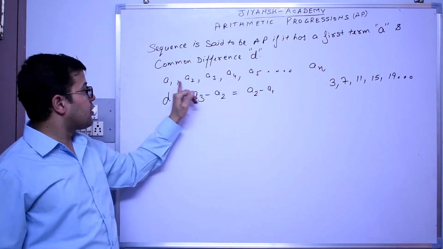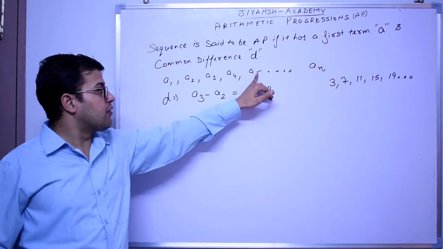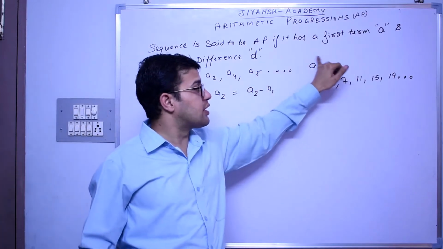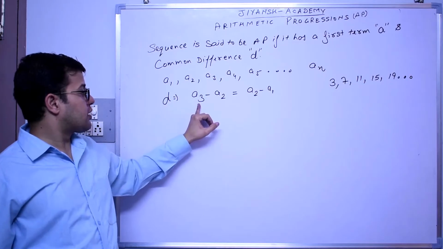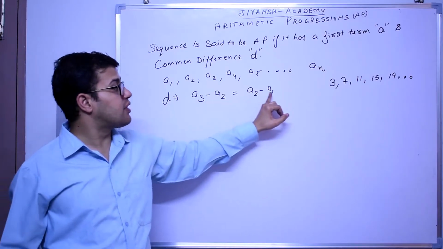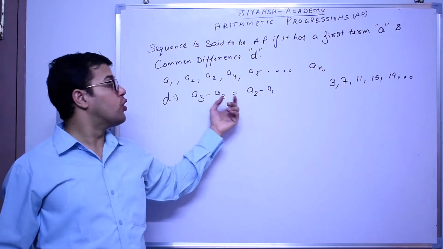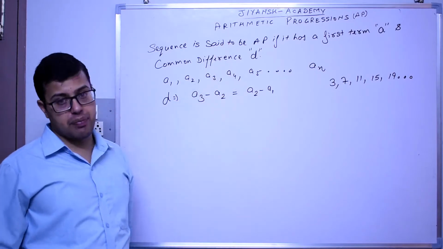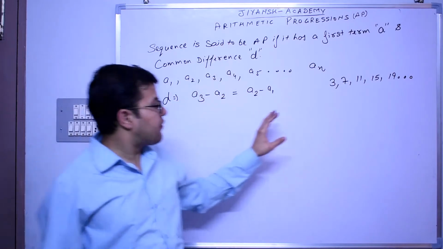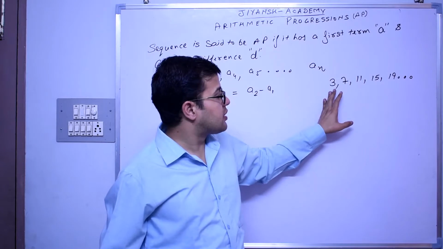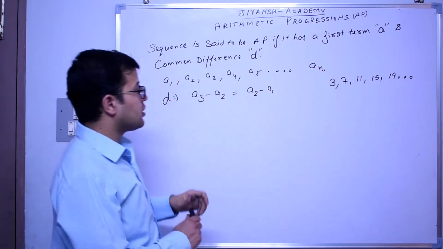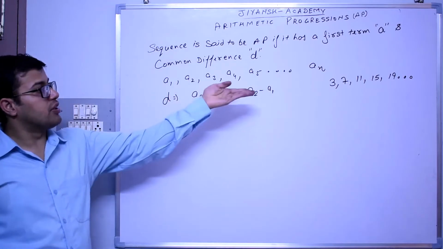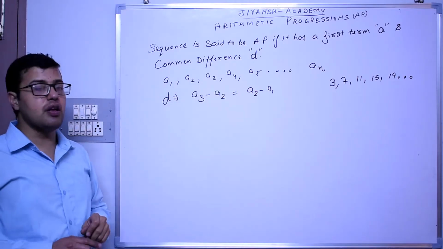It is a difference that is common among all the terms throughout the sequence. So if A1, A2, A3, A4, A5 and so on up to n terms, that is AN, the common difference will be provided if the difference of the consecutive terms remains the same. Only then we will say that it is AP. For example, if the numbers are listed as 3, 7, 11, 15, 19, they have asked us to check whether the given sequence is AP or not.